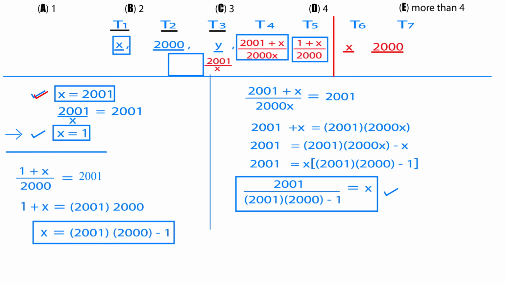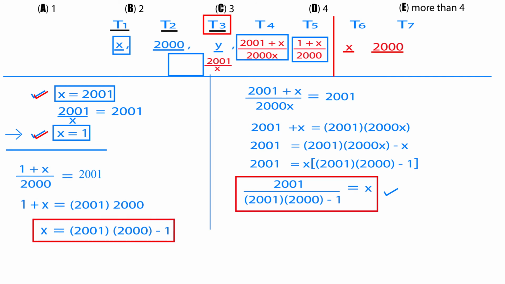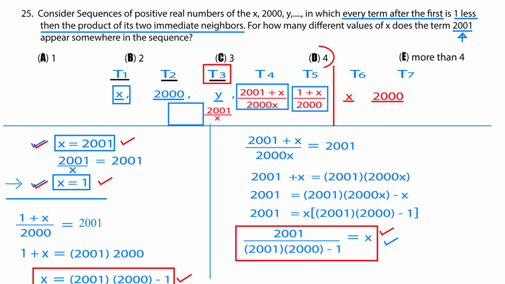So when x is equal to 2001, this expression, T1, will become 2001. When x is equal to 1, T3 will become 2001. When x is equal to this big long number, T4 will become 2001. And when x is equal to 2001 times 2000 minus 1, T5 will become 2001. So we've got 1, 2, 3, 4 values of x that make the terms equal to 2001. And therefore the answer for number 24 is number 25.